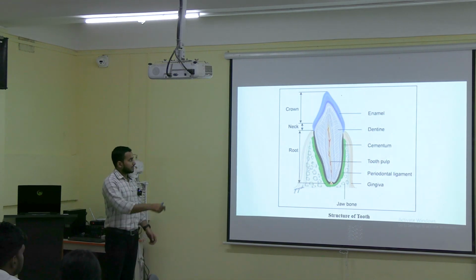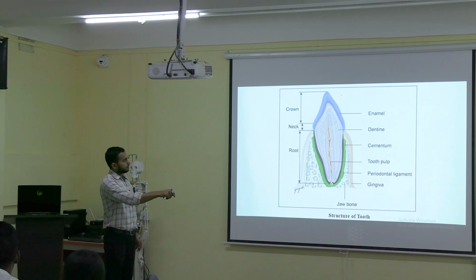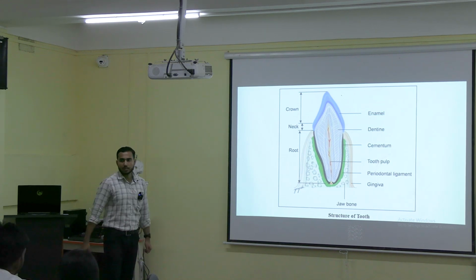And in between, you can see the pulp cavity or pulp space is present, and this is the apical foramen. Blood vessels and nerves will enter from here into the pulp cavity, and then it will supply the various parts of the tooth.